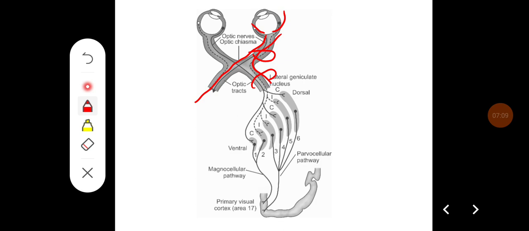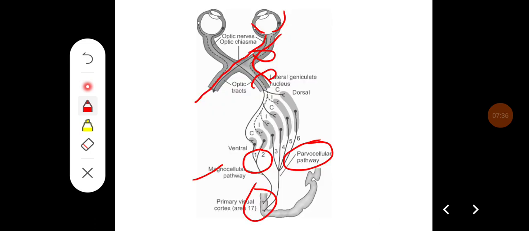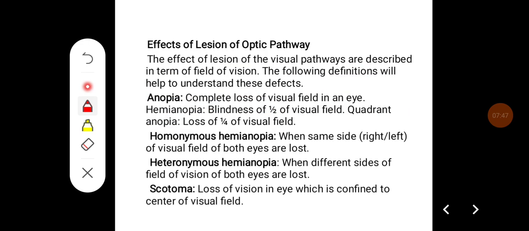Then they go to the lateral geniculate body, to its 6 layers. From layers 1 and 2 the magnocellular pathway arises, and from layers 3, 4, 5, 6 the parvocellular pathway arises, and they project to the primary visual cortex. Some fibers of the optic tract deviate from the main tract and end in the midbrain, which mediates visual reflexes, and in the suprachiasmatic nucleus, which mediates light and dark cycles.